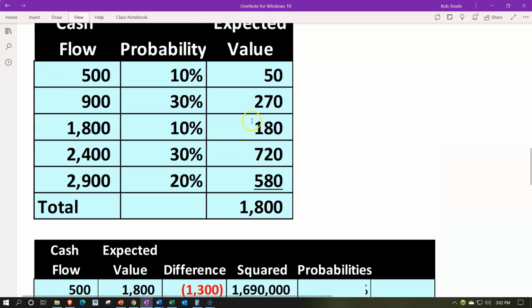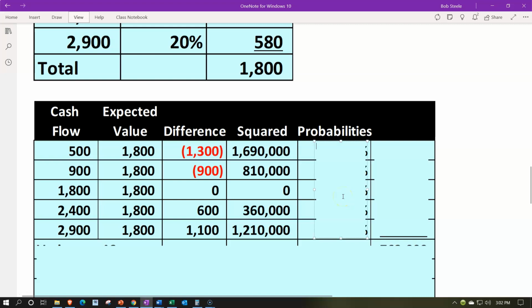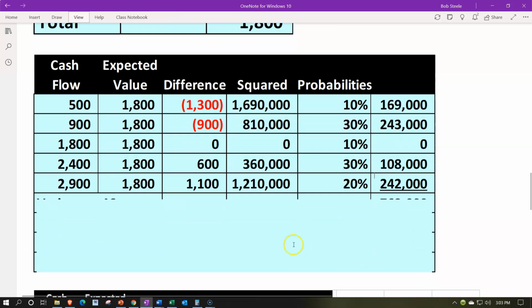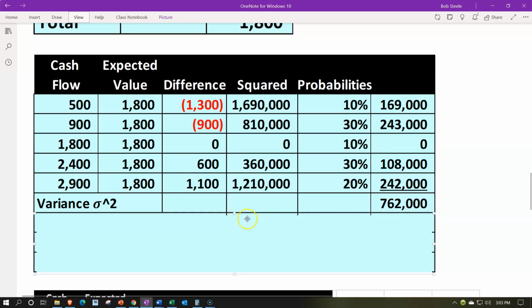Then we apply our probabilities of 10, 30, 10, 30, 20. There it is. Then we multiply that out, so the 1,690,000 times the 10% is going to give us 169,000. The 810,000 times the 30% is 243,000. The 0 times the 10% is 0. And then the 360,000 times the 30% is 108,000. And then the 1,210,000 times the 20% is 242,000. Adding up that outer column gives us the variance of 762,000.